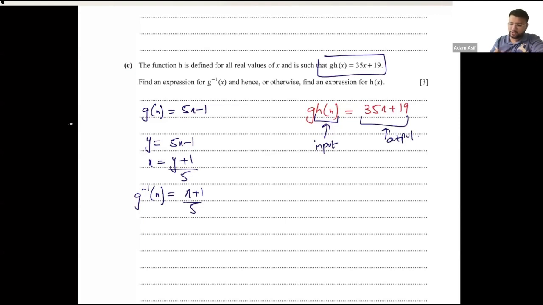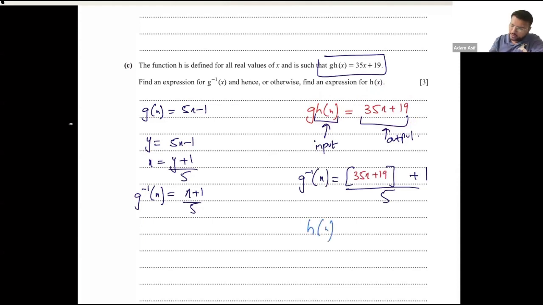So inverse function में क्या होता है कि if you're going to plug in the output, you're going to get back the input. So if in g inverse function, g inverse का function क्या है, (x plus 1) upon 5. इसमें if I'm going to plug in 35x plus 19, I'm going to get h of x.